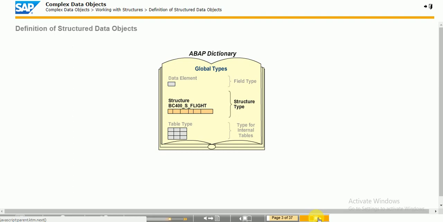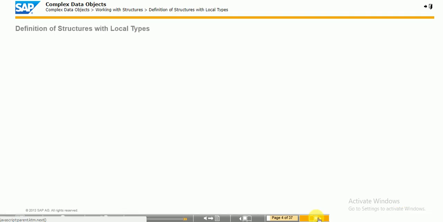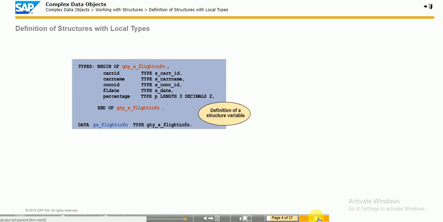When you set the types, you can refer to the following: a structure in the ABAP Dictionary, that is, a global structure type, or a structure type that you declare locally in the program. The figure shows the definition of a structured variable using a locally declared structured type.